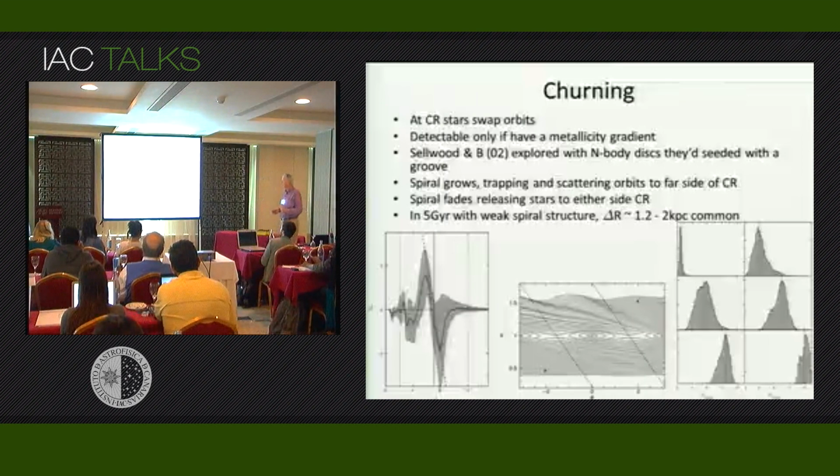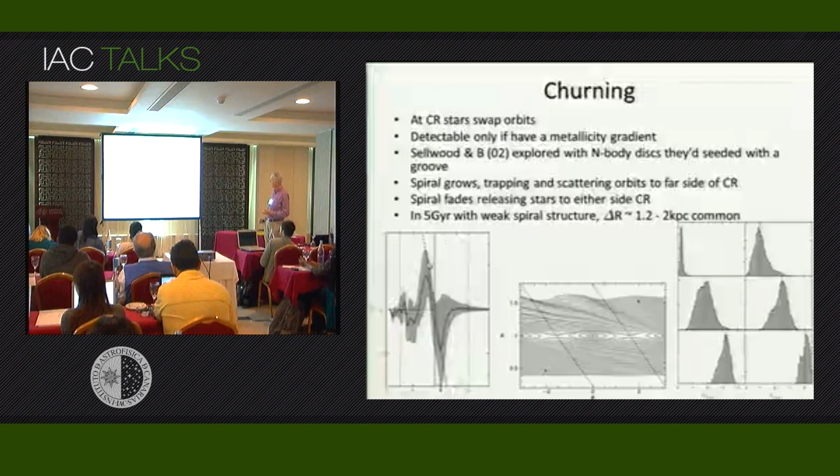seeded a groove, so he used this mechanism that I mentioned earlier that Sellwood and Carlberg discovered, that if you arrange that there's an absence of stars at some particular angular momentum, you excite a weak spiral instability which has co-rotation at that radius. So he did that so as to have a sort of controlled experiment. And this spiral feature grew and then it fades away, and because you're inside an n-body experiment, you can see what's going on.